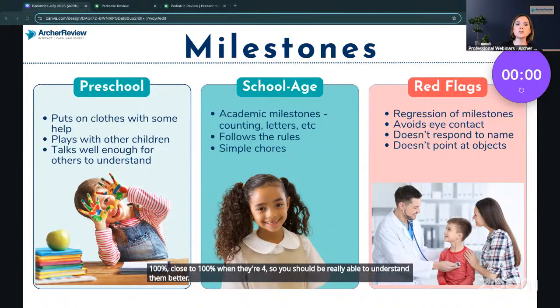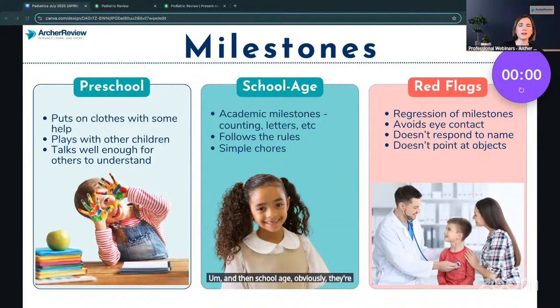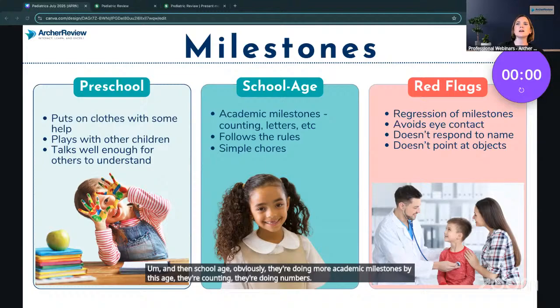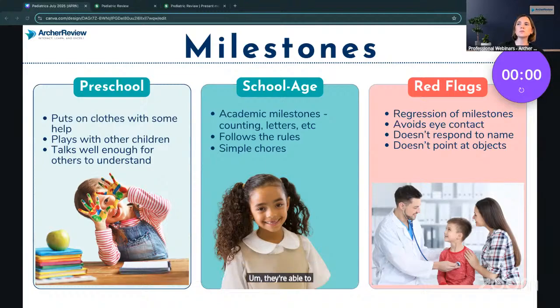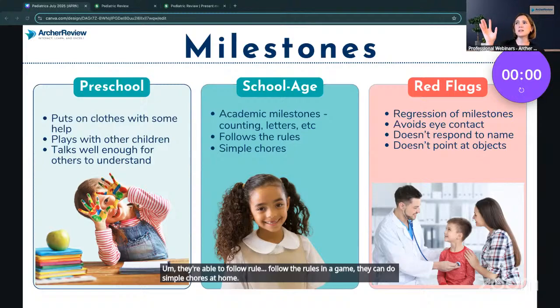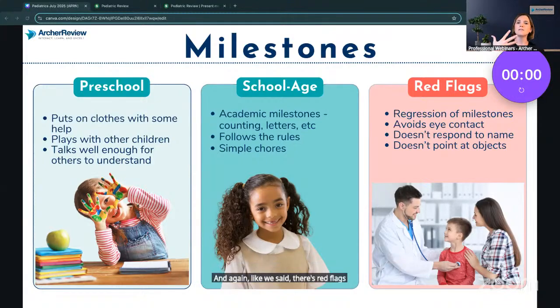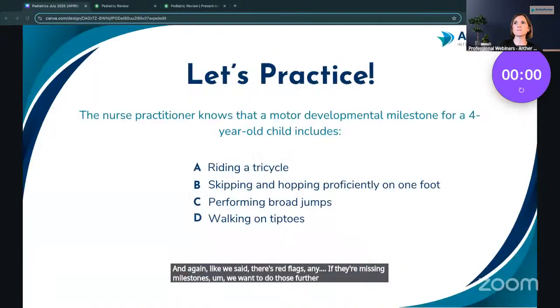And then school age, obviously, they're doing more academic milestones. By this age, they're counting, they're doing numbers. They're able to follow the rules in a game. They can do simple chores at home. And again, like we said, those red flags, if they're missing milestones, we want to do further evaluations.